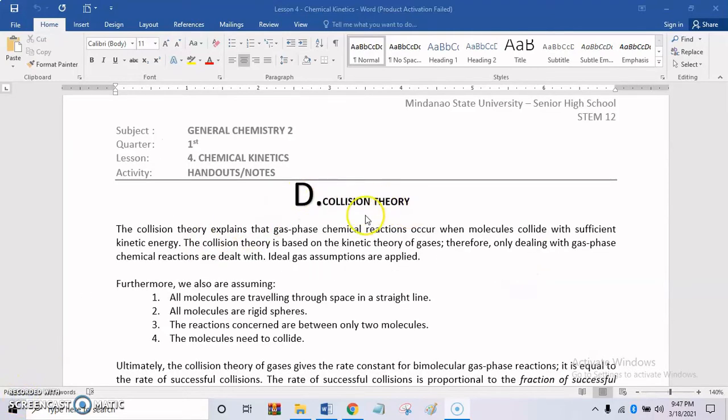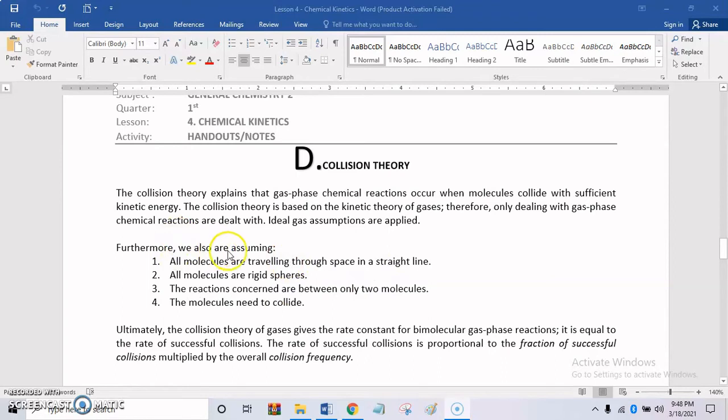Next, the collision theory. It explains that gas-phase chemical reactions occur when molecules collide with sufficient kinetic energy. The collision theory is based on the kinetic theory of gases, therefore only gas-phase chemical reactions are dealt with. So the collision theory is only applicable to gas-phase chemical reactions. Ideal gas assumptions are applied, and furthermore, we also assume that all molecules are traveling through space in a straight line. That is about the gas phase.